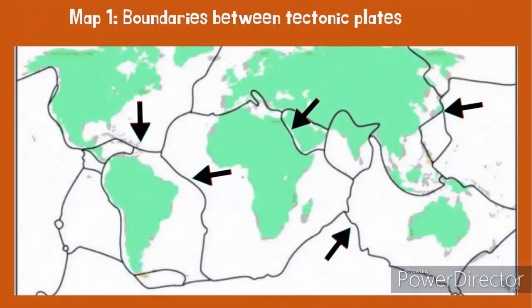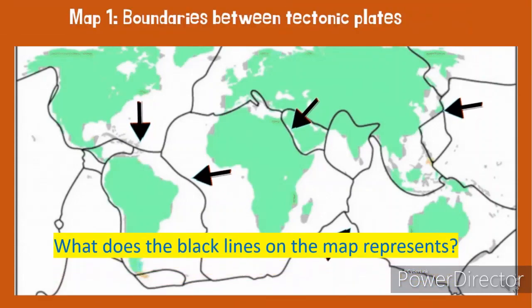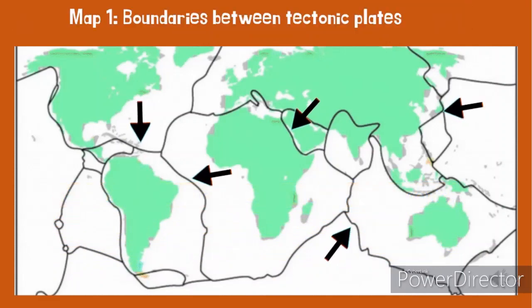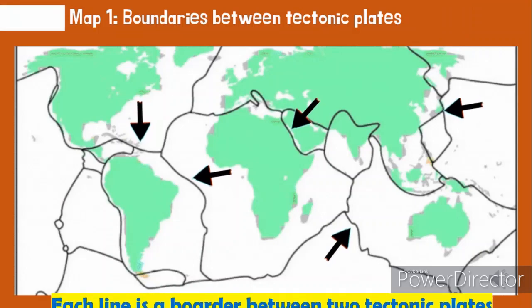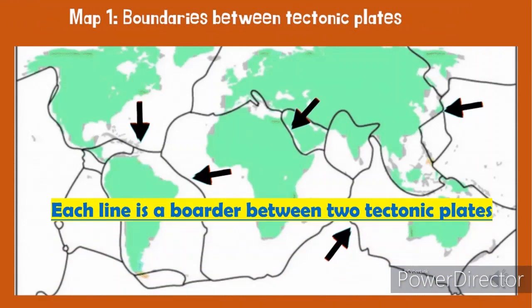Map number 1 shows the boundaries between tectonic plates. What do the black lines on the map represent? There are black arrows pointing to some dark lines in map number 1. It indicates that each line is a border between two tectonic plates.